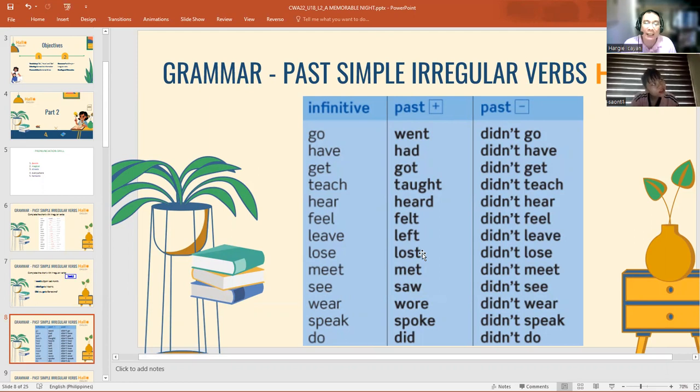Now, can you please give me a sentence? Sure. Can you help me give a sentence example for didn't do? Okay, so this one is an example sentence, didn't do. Like, for example, when we say, I didn't do my homework. So I didn't do my homework.